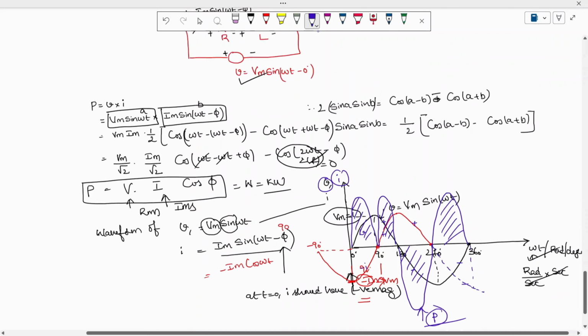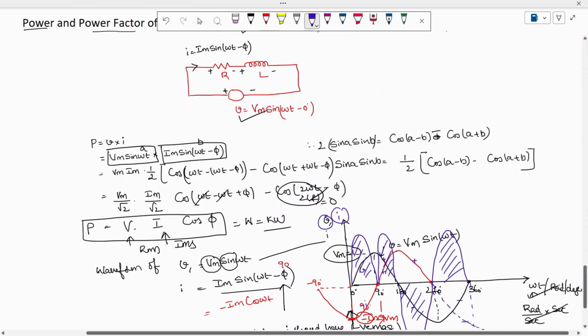And now we need to understand what is the importance of power factor. We'll try to understand this power factor in the upcoming video.